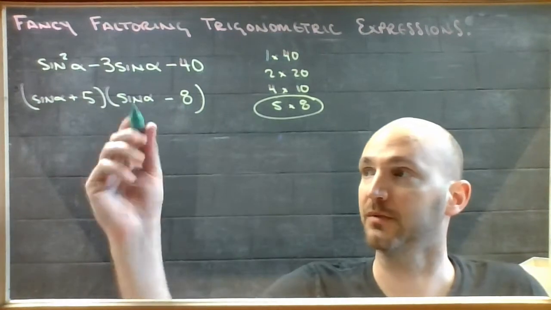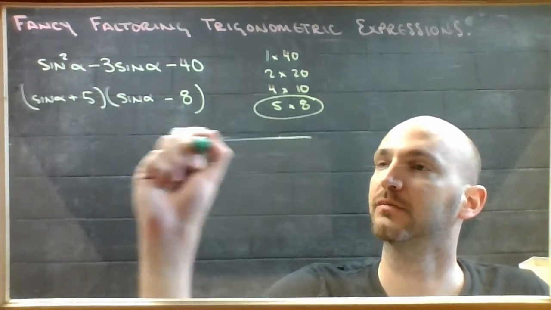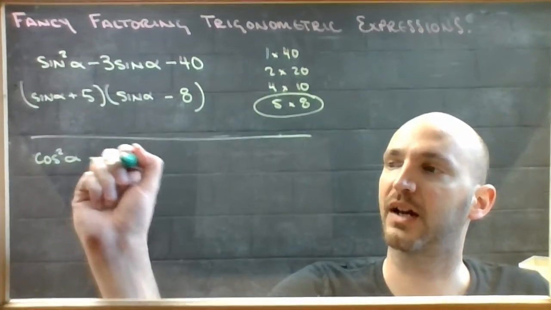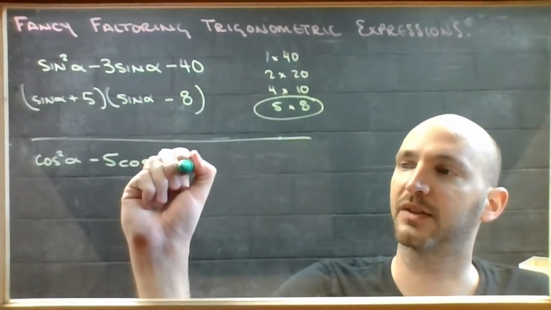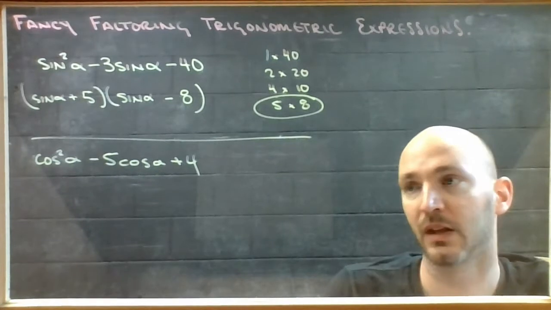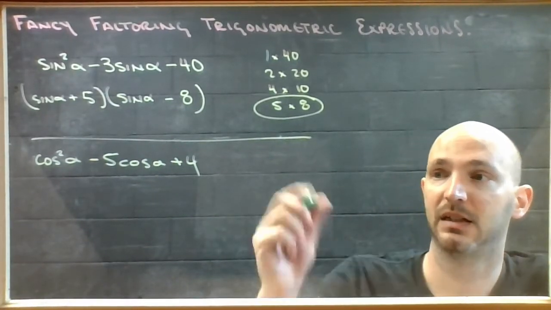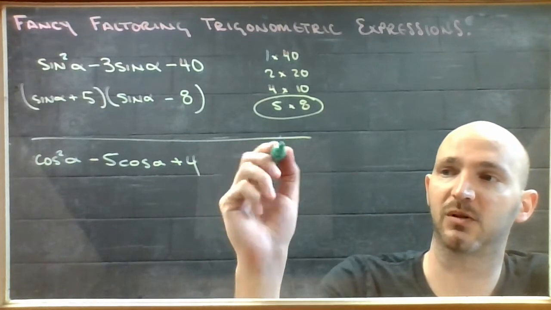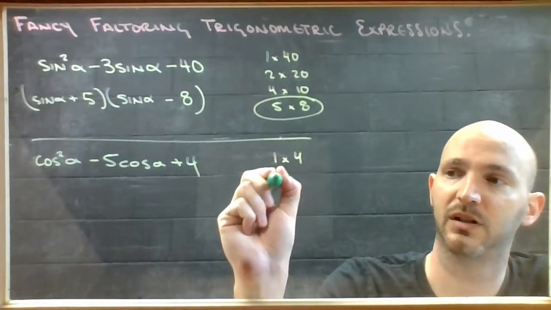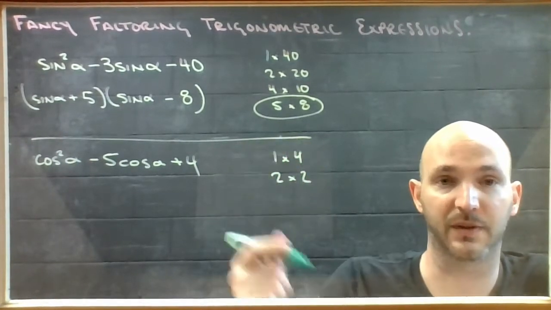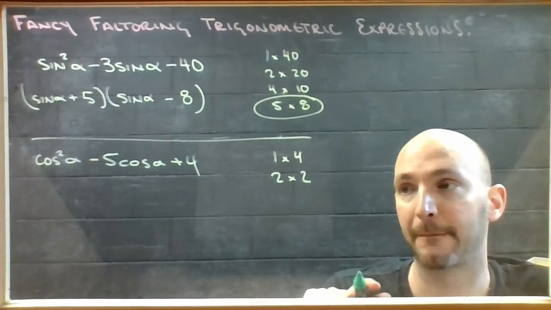Just one more example for completeness. Cos squared alpha minus 5 cos alpha plus 4. So I need two numbers that multiply to 4 and add to negative 5. Things that multiply to 4 would be 1 times 4, 2 times 2, 3 doesn't go evenly, 4 I've already got, so I've got the full list.